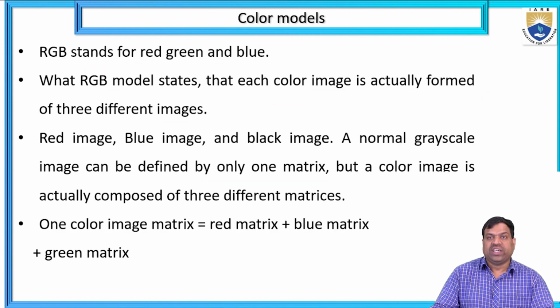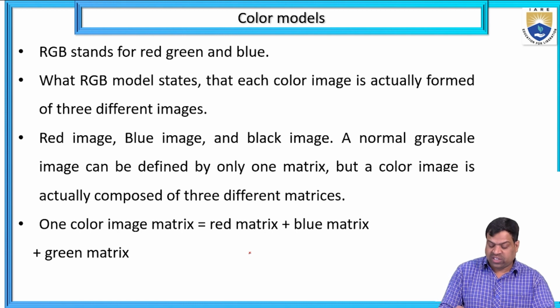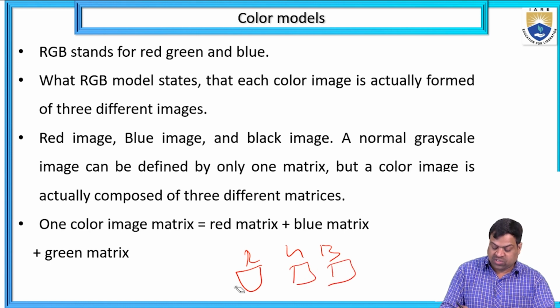RGB stands for red, green, and blue. The RGB model states that each color image is actually formed of three different images. So red image is different, green is different, and blue is different.